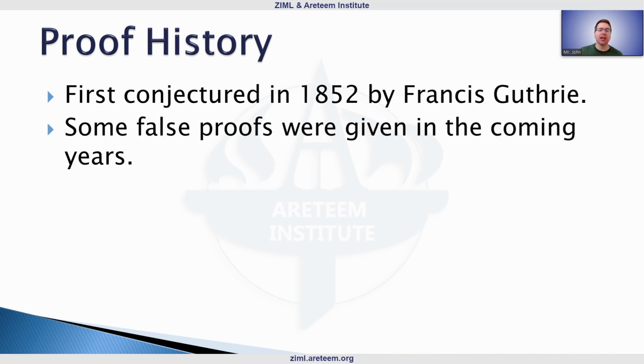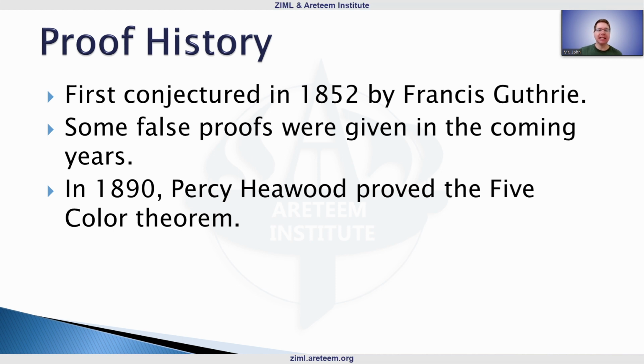In the next couple years, some false proofs were given. And in 1890, one of the first big kind of jumps happened where Percy Heawood proved the five-color theorem. What is that? Well, you can color this with five colors instead of four. And a little bit of spoilers, we're going to do a little intro to graphs along the way. It took a long time to go from 5 to 4, so that is not just super simple decreasing that color by 1 in that scenario.